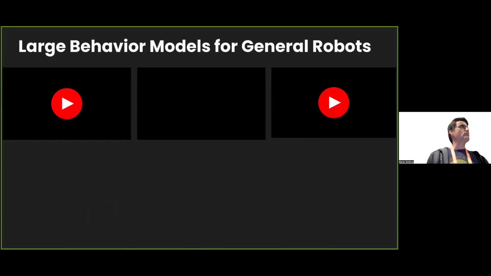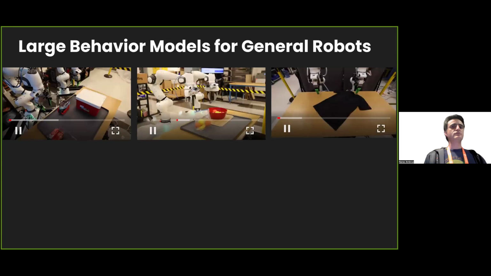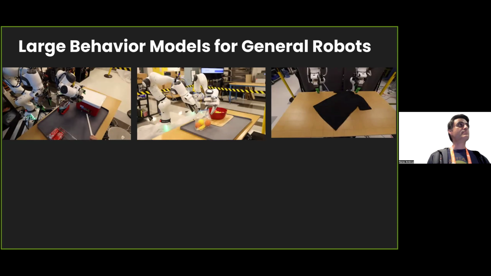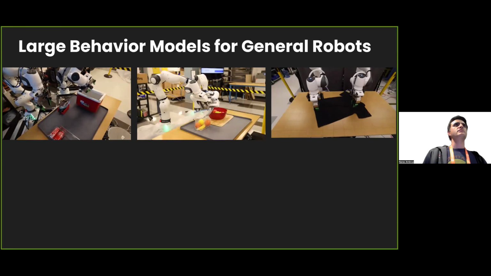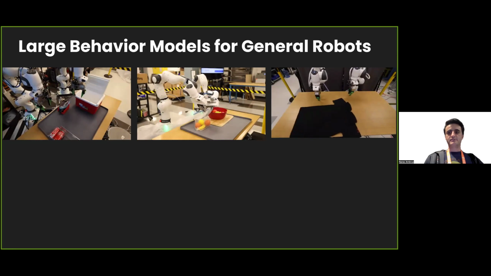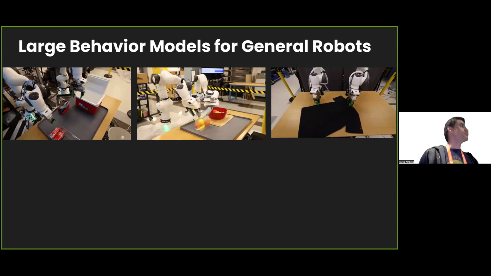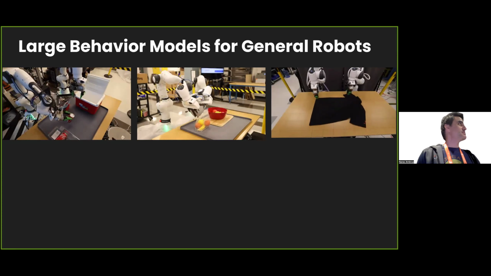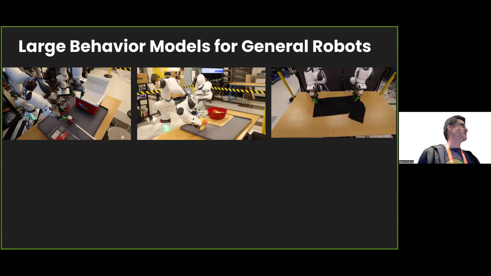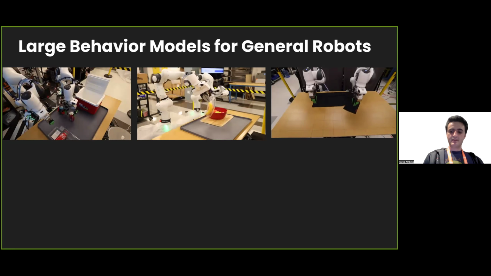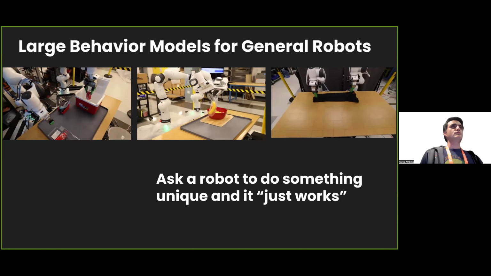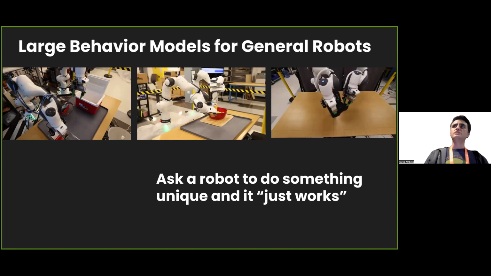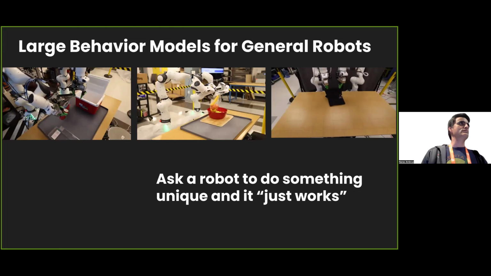And one particular goal in the robotics division is the creation of large behavior models for general robots, or LBMs, as we call them. And on this slide, I'm showing a few examples of the kind of capabilities that we would want these robots to have in the future. So you can see different examples, different types of dexterous manipulation, interacting with objects, deformables, and things like that. And more generally, the idea is that we would like to be able to ask a robot to do something, something unique and something cool, and the system then should just work.